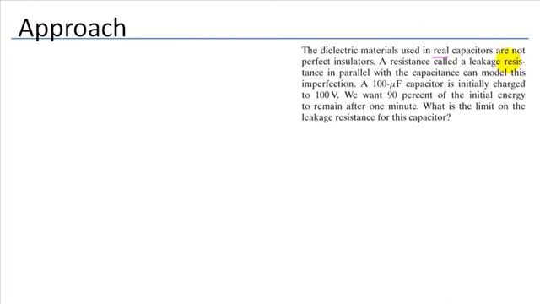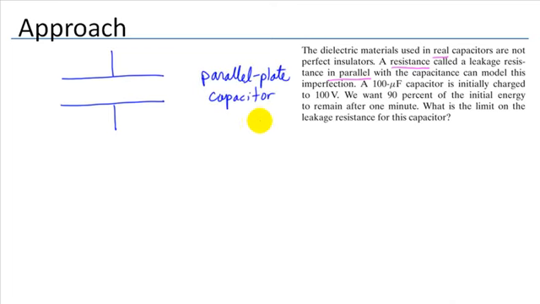We learned that the dielectric materials used in real capacitors are not perfect insulators, and a resistance, which we call leakage resistance, in parallel with the capacitance can model this imperfection. Let's see if we can understand this with a picture. I'll draw two parallel plates representing a parallel plate capacitor. We have some insulating material that separates these two plates. We call this the dielectric material.